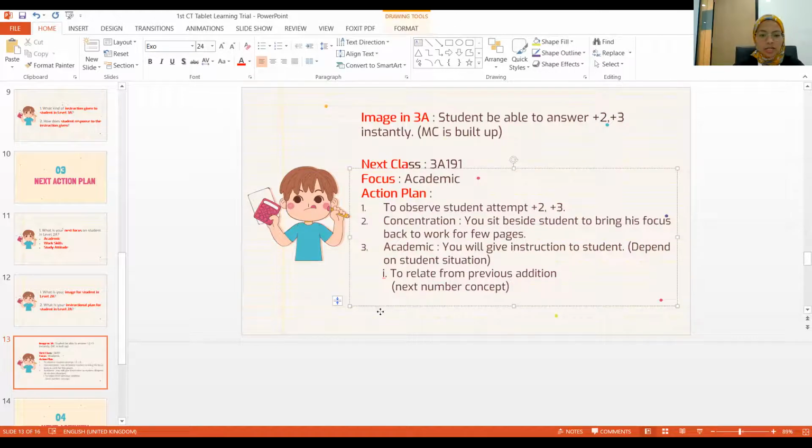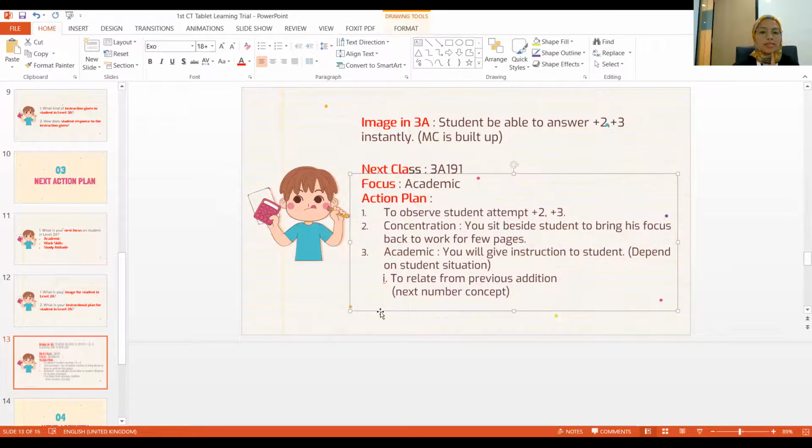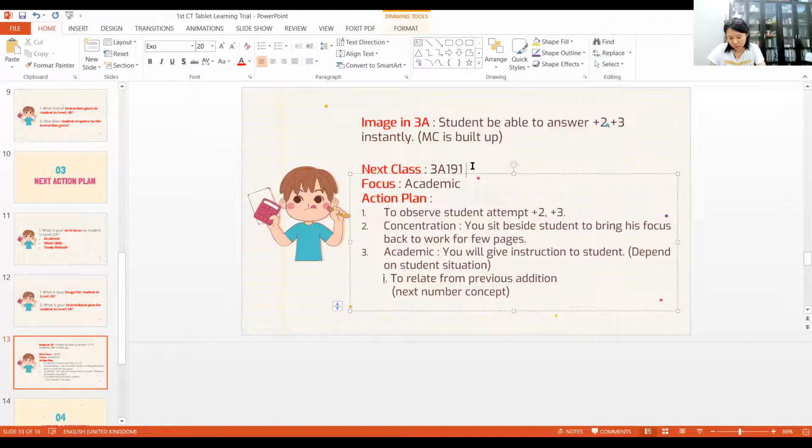Okay, so my last question: when will 3A191 be given to students? Okay, so actually yesterday there was supposed to be one other set to do. My plan was 2A1.